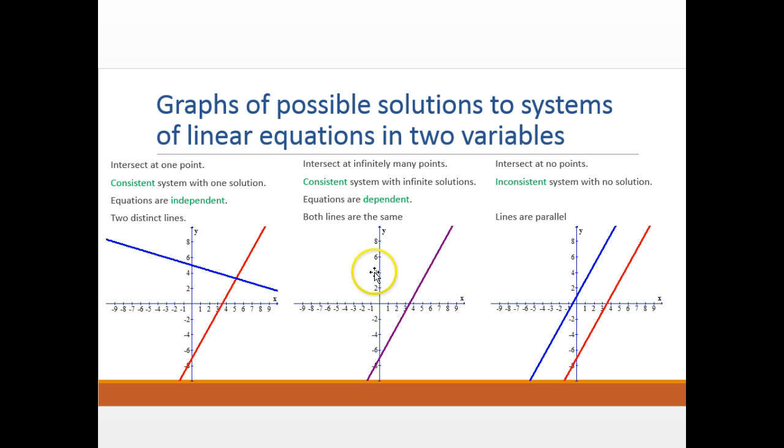These are known as independent equations. These are known as dependent equations. We don't call these anything. Another way to think of them is two distinct lines, both lines being the same, and the two lines being parallel. In other words, they have the same slope but different y-intercepts.